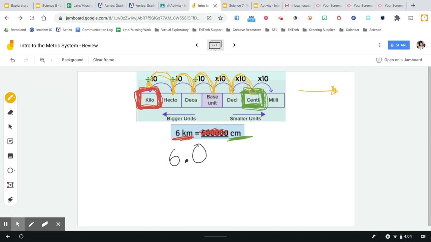That means I need to move my decimal 5 times to the right to convert from kilometers to centimeters. So let's do that. I have my decimal right here, my number. My starting number is 6. I'm going to jump 5 times to the right. Here we go. 1, 2, 3, 4, 5. That ending point right here is where my new decimal is going to be.